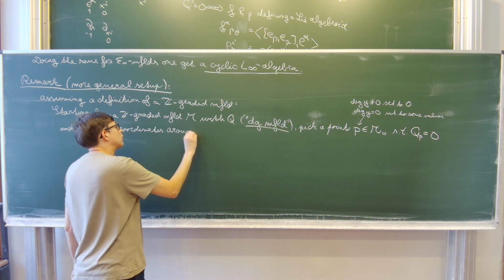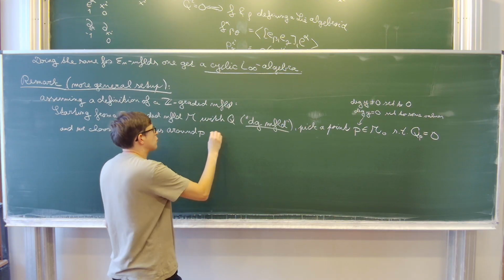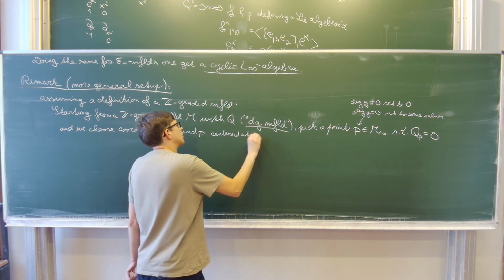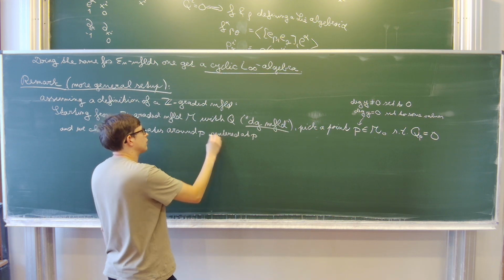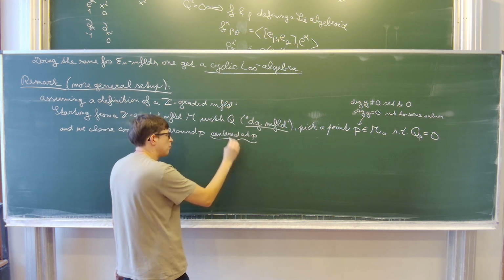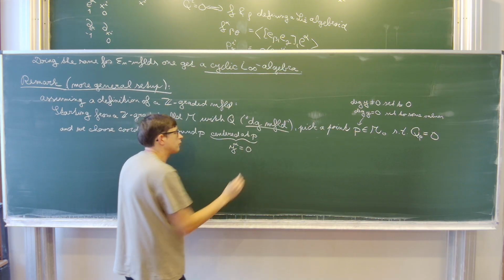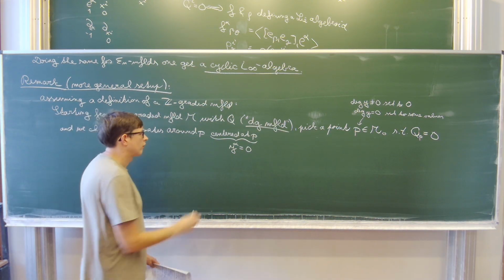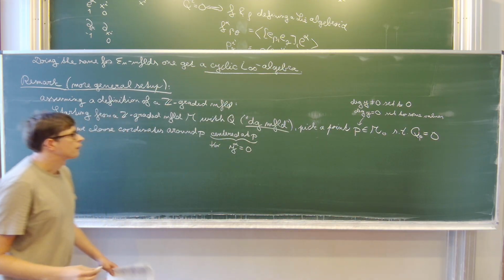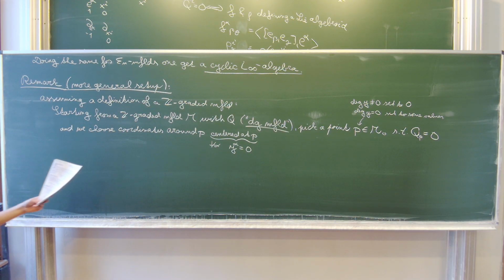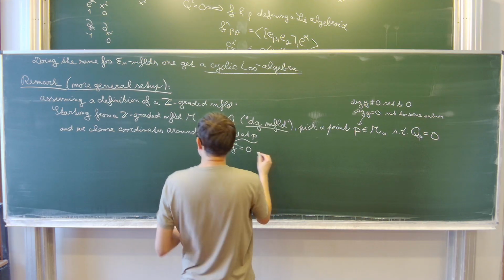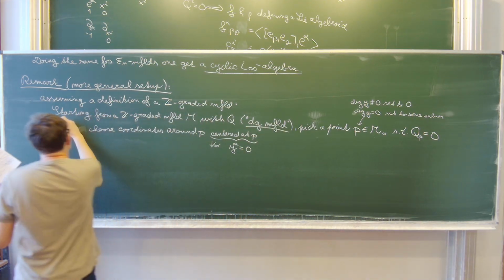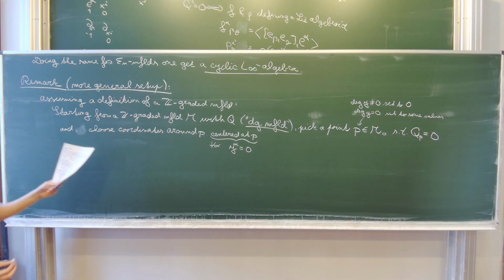Around P, and actually let's be even more, let's say centered at P, which just means that P is given by setting all the coordinates to 0. No gradient, all of them. And if we do this, starting from this, pick a point and choose coordinates.